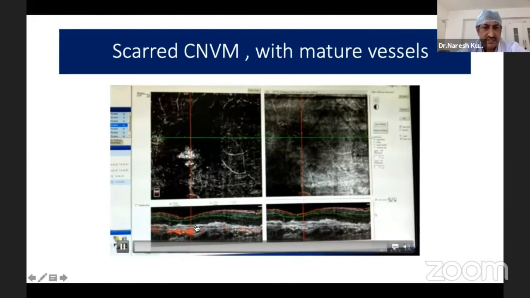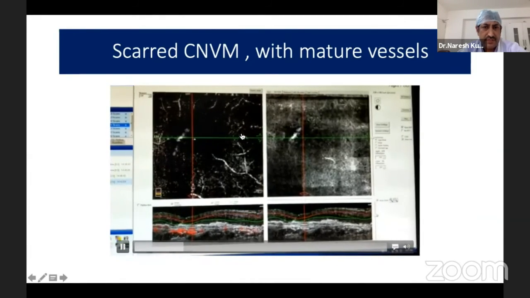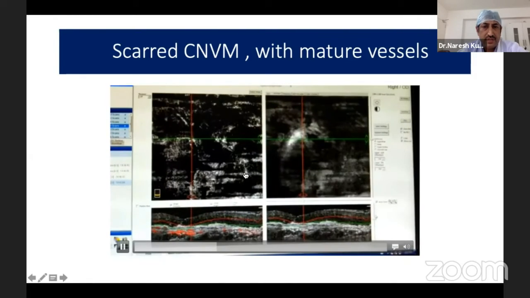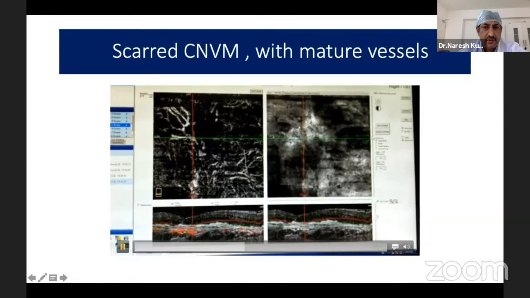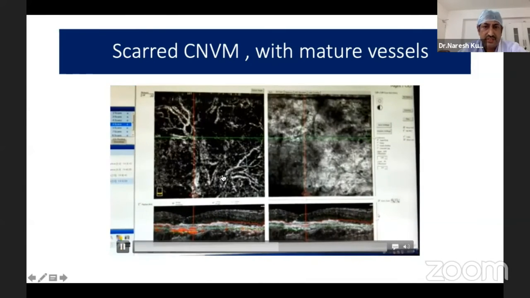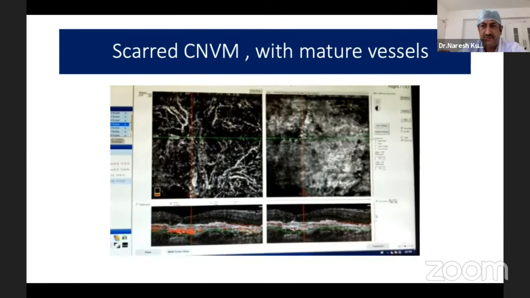So this is mainly a scarred CNVM. So in the superficial and deep capillary plexus, you don't see much, but as we keep going down, you can see there's a dead tree trunk-like appearance. Mature vessels are seen. So this combined with structural OCT tells you that we are dealing with a scarred CNVM.